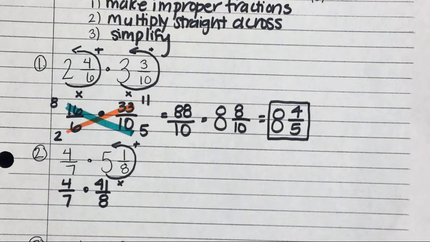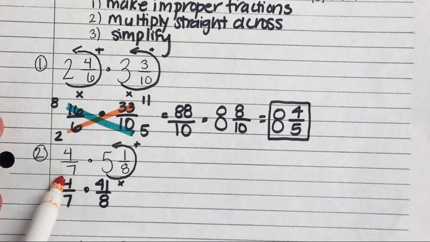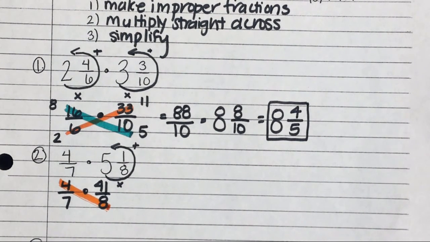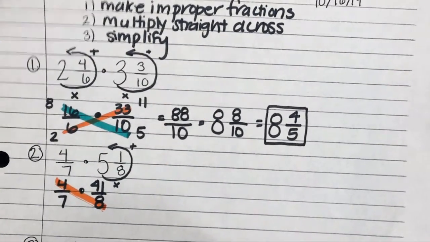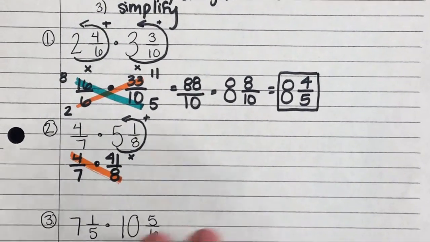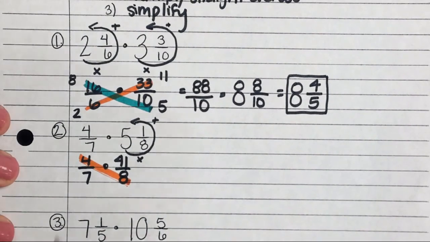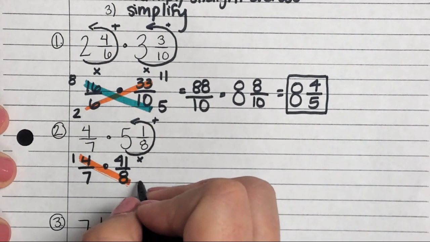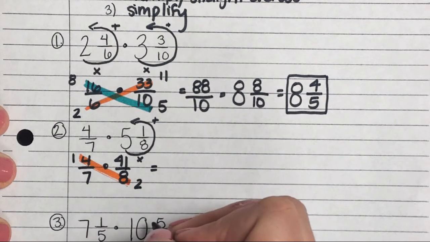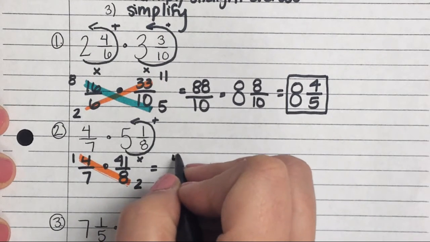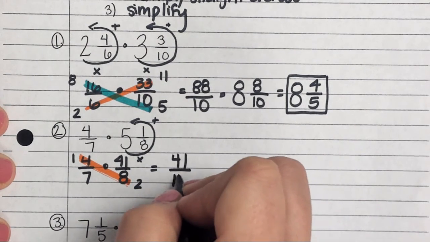Anywhere I can cross cancel? 8 and 4. Can't do 7 and 41. Nothing can go into 7, so that's right, 7 is prime. Okay, what number can go into 4 and 8? 4. So 4 will go into 4 one time, 4 goes into 8 2 times. So 1 times 41 is 41, and 7 times 2 is 14.